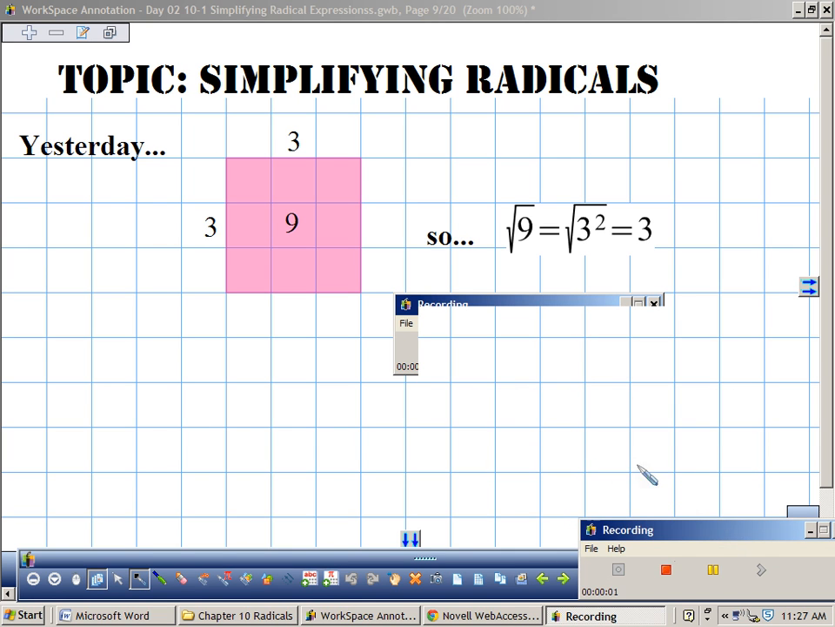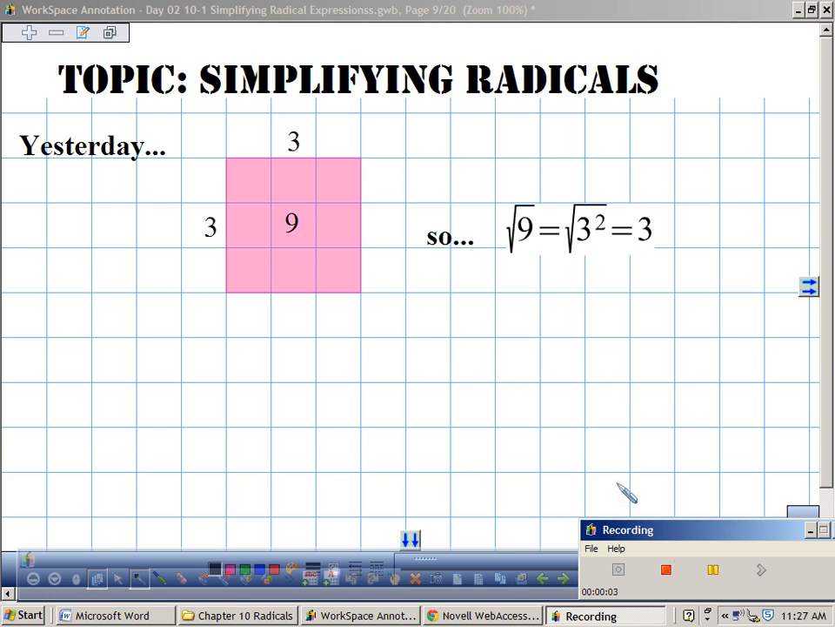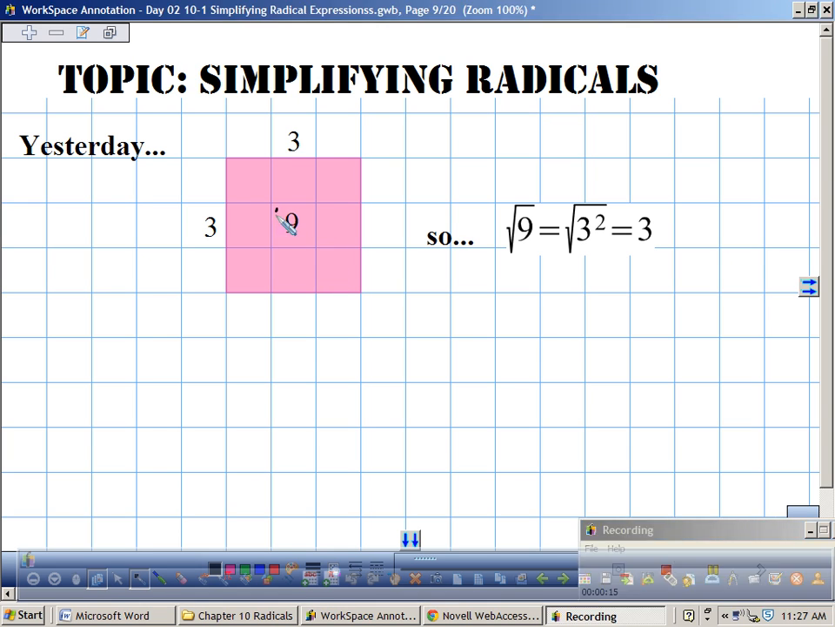Okay, so our topic today is simplifying radicals. So I'd like you to write down what we did yesterday. Yesterday, we were finding square roots. We were relating the area of a square to the side of a square. So go ahead and write these down.